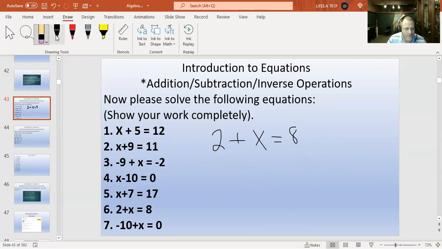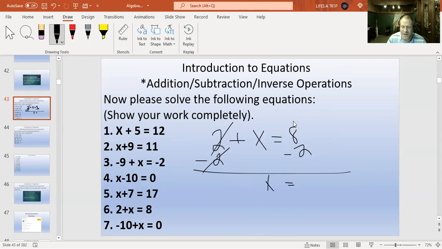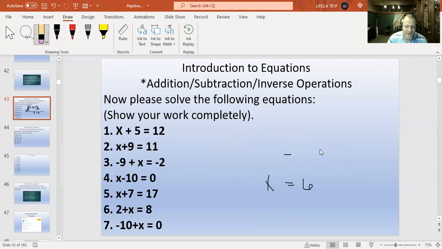All right, so inverse operations, -2. What you do to one side, you do to the other side the exact same way. -2, cancel, inverse operations. X equals 8, taking the higher sign of a positive, equals 6. So 8 minus 2 anyway is 6. Okay, number 7.